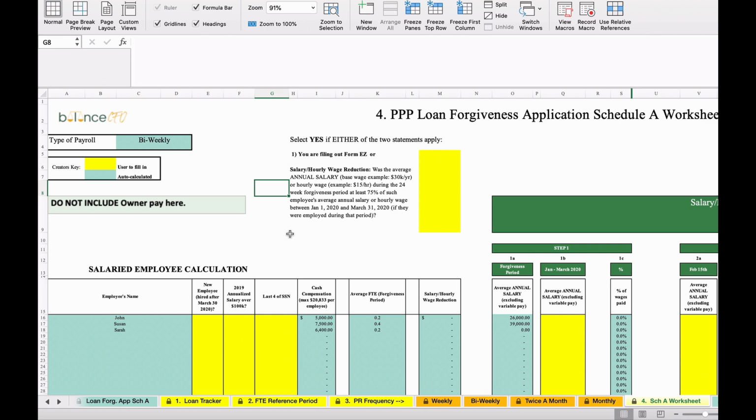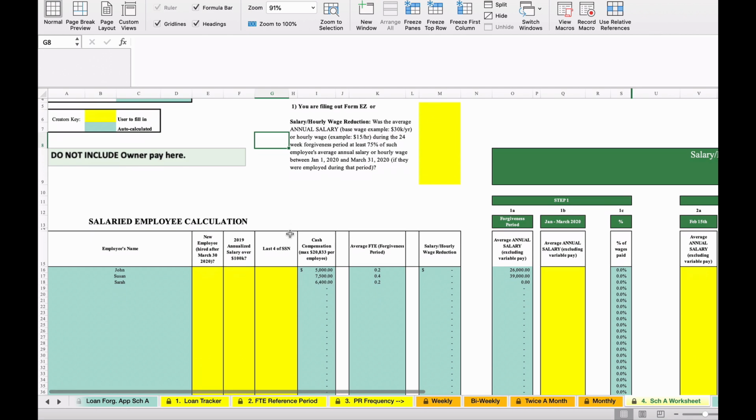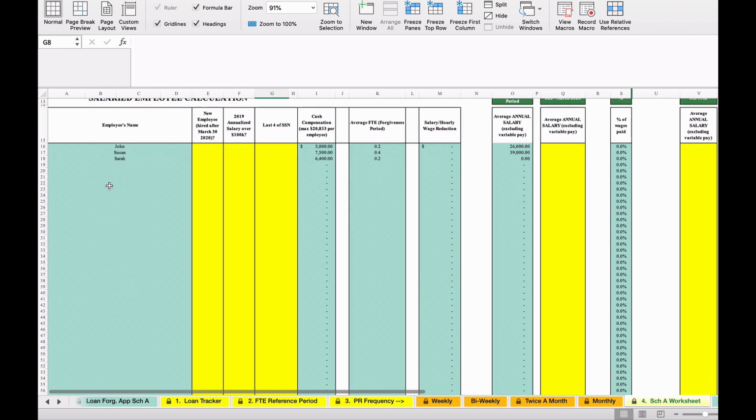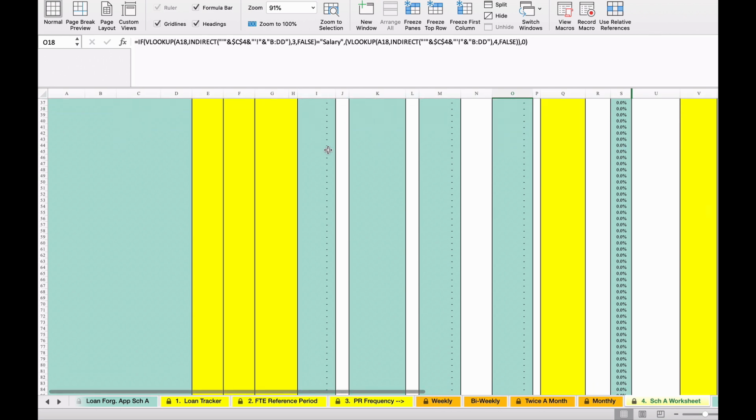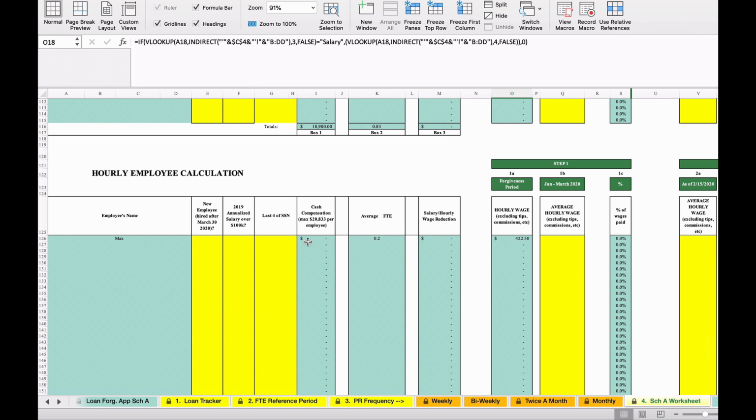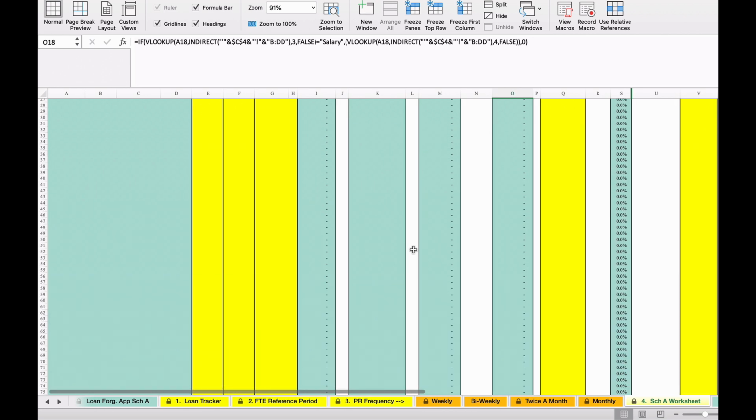So this is the Schedule A worksheet. And you will notice that some of the information is automatically coming in here, right? So you've got John and Susan and Sarah, that cash compensation that they were paid came through, okay? And the average FTE came through, and it automatically picks the one that's more advantageous for you. And then their average annual salary, excluding variable pay, came through as well. Remember, this is talking about, since we only had commission, she's variable pay, so she's 0. So that's completely fine. And then down here, we should see Max. And here's Max. So you can check to make sure all your employees are flowing in here and all their information is coming in, okay?